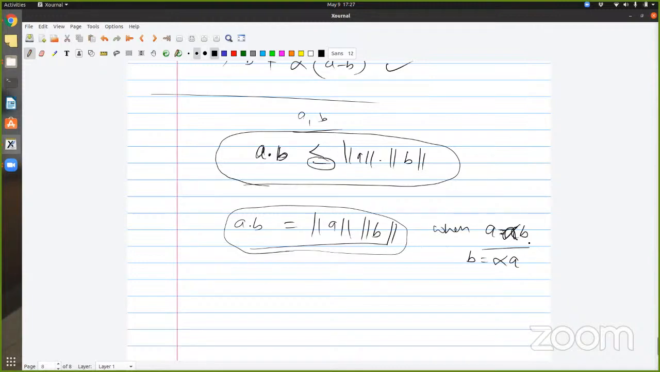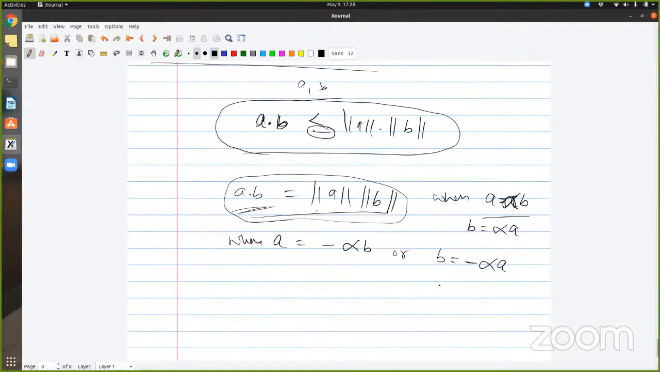So, in such a case, the dot product will be equal to multiplication of the magnitudes. And another thing is when A is equal to minus alpha B or B is equal to minus alpha A, they are in the opposite direction. Okay, in the same line but in the opposite direction. In that case, your A dot B will be equal to minus of A magnitude multiplied by magnitude of B.